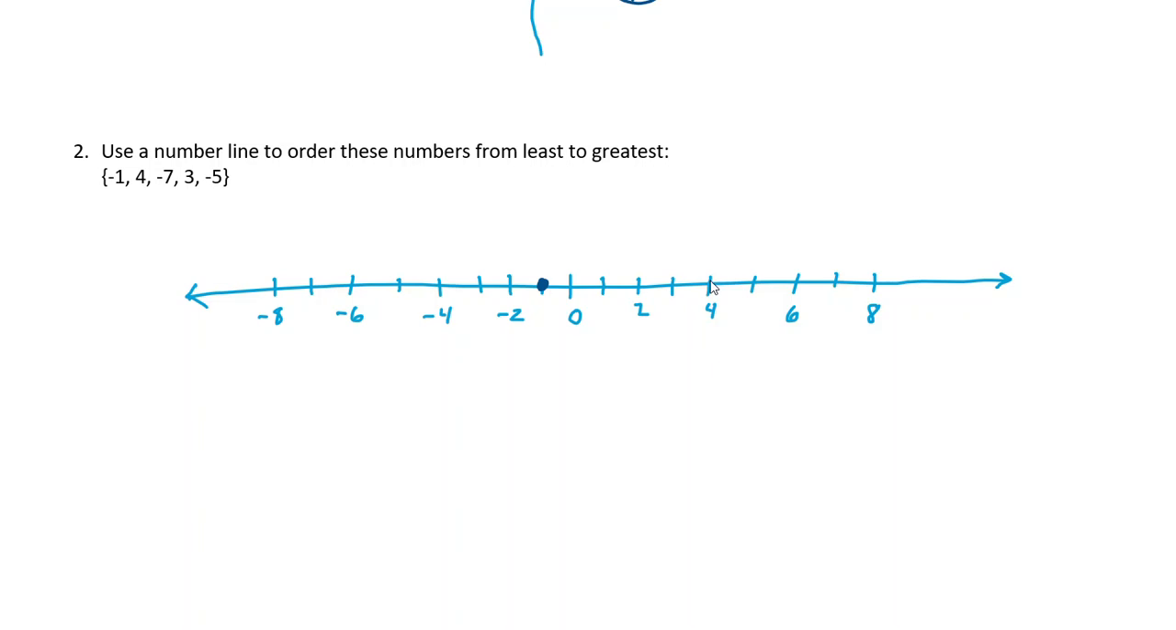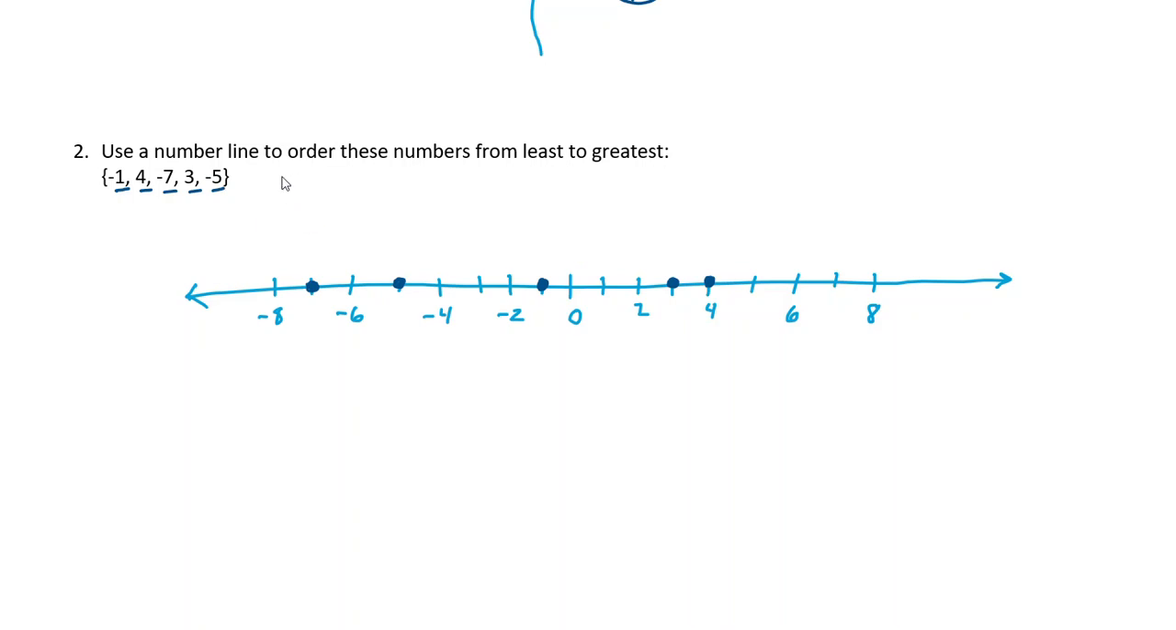I'll find +4 on the positive side. And then -7 is there between -6 and -8. And then 3 is between 2 and 4. And -5 is between -4 and -6. Now notice that my dots are not equally spaced. That's because the dots represent these numbers that I'm trying to graph. So there's nothing that says those numbers had to be equally spaced. But they all fit within the number line.